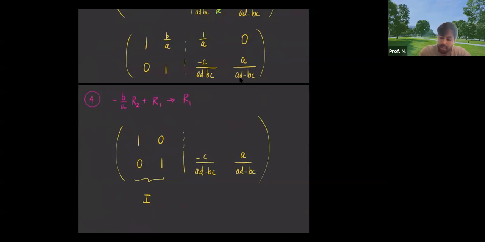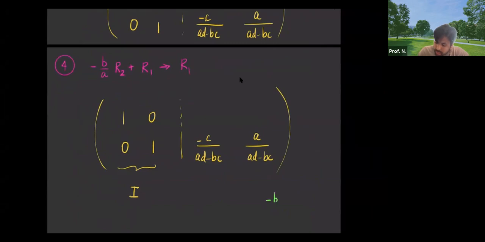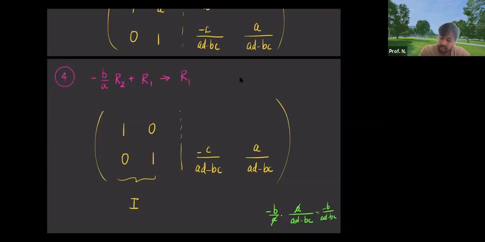Okay, so now what happens when I multiply this by negative B over A? So just to break it down, negative B over A, I multiply it by A over AD minus BC. The A's here cancel, and I'm left with negative B over AD minus BC. And I'm taking this guy, and I'm adding it to 0. But I'm adding it to 0, so this just becomes negative B over AD minus BC. So that's what I get for that upper entry.